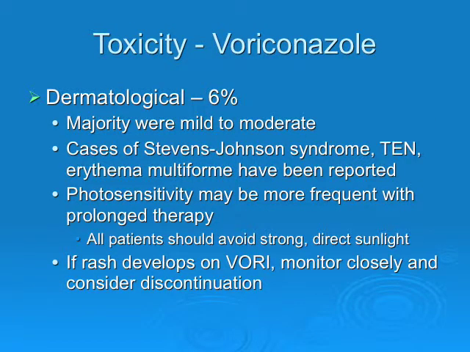Dermatological side effects occur in about 6% of patients, mostly mild to moderate, but there have been cases of Stevens-Johnson, TEN, erythema multiforme. A separate issue is that patients with prolonged therapy may experience photosensitivity, and all patients who are on this drug should avoid strong direct sunlight, use good quality sunscreen, UVA, UVB protection, at bare minimum SPF of 15, ideally 30 or more. And anytime a rash develops on voriconazole, this needs to be very closely monitored and consider discontinuation depending on the severity.